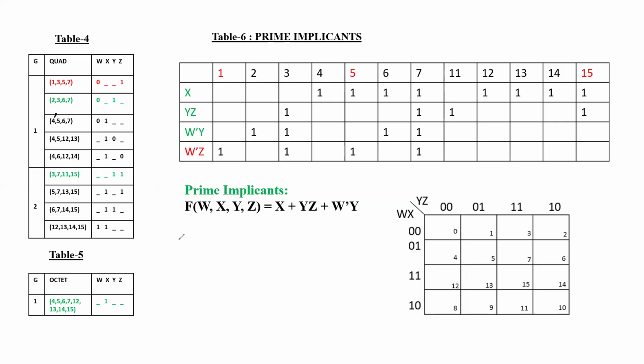So earlier we have seen the min terms that we are not getting there. We are not getting 1, 2, 3, 11. So that we are going to find in table 4. So in table 4, in group 2, we have 3, 7, 11, 15. So here we are able to find the 3 and 11.